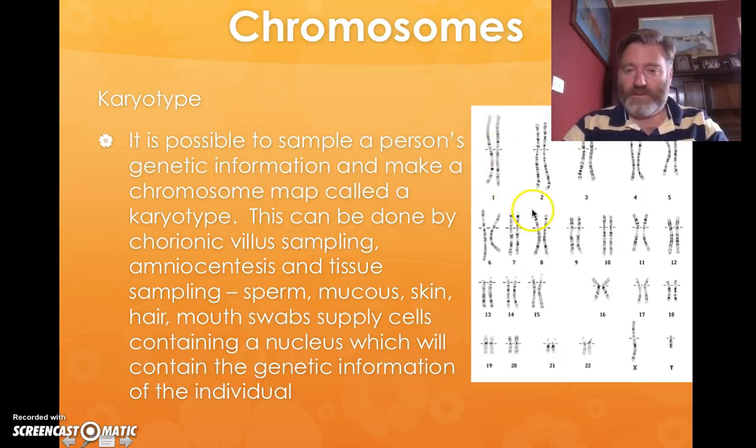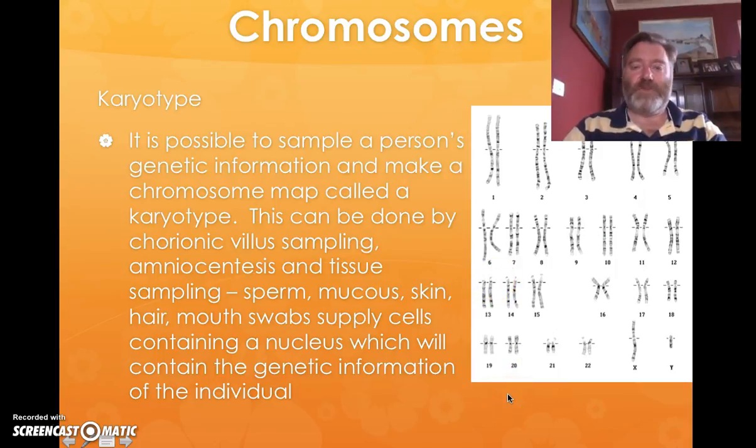You can have submetacentric, which are these guys here, so it's not in the middle, it's not at the end, and then we talk about acrocentric when they get towards the end there. So we can sample quite easily, get hold of tissue and do this sort of sampling.